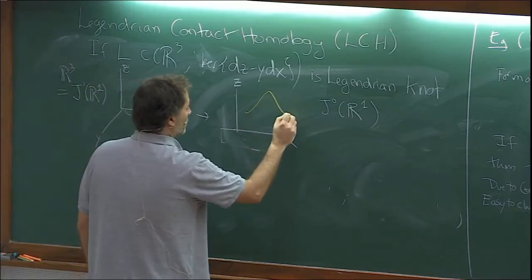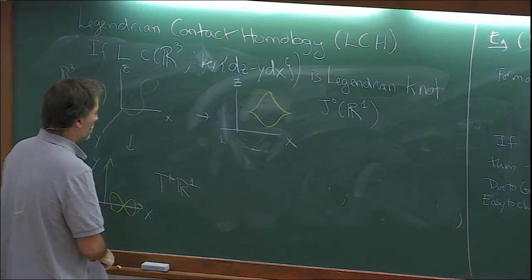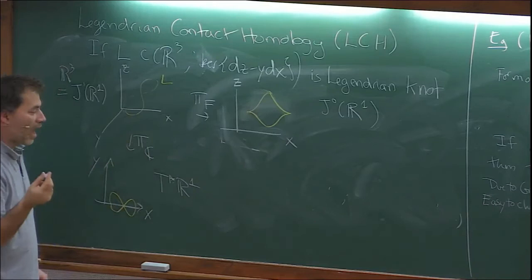And you project it, you're going to have two different kinds of pictures. So here, let's call this projection pi sub f. F is for front. And let's call this direction pi sub c, or pi sub log, for complex or Lagrangian projection.